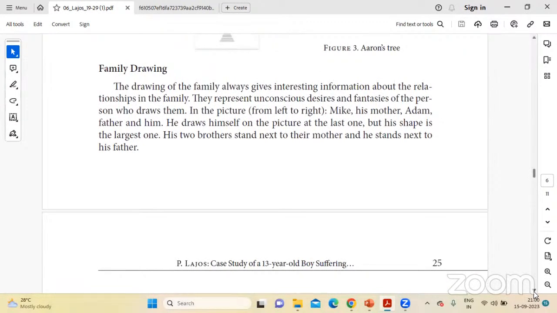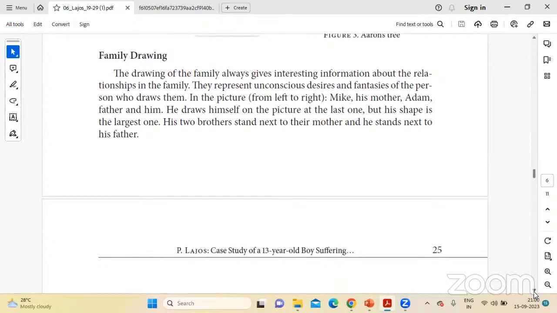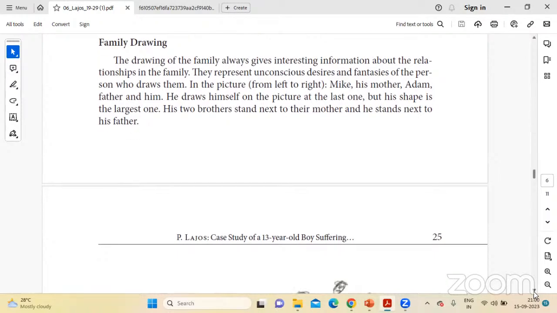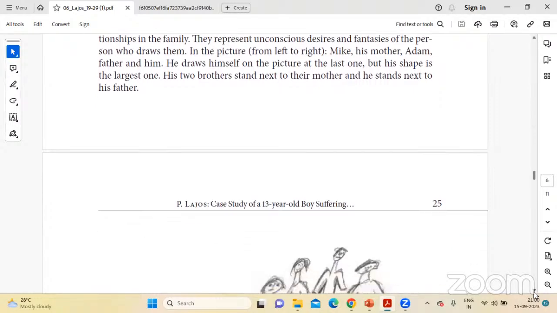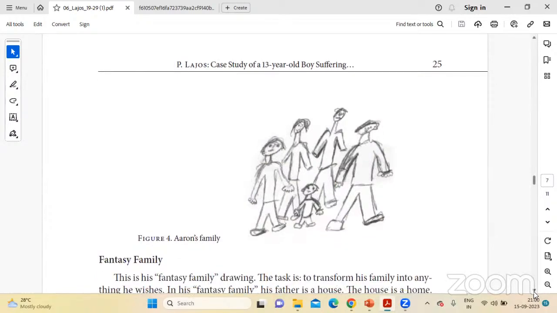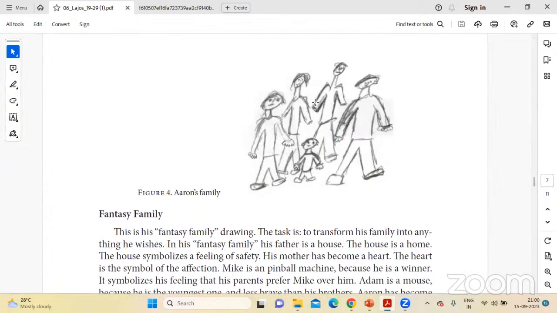Drawing of the family also gives interesting information about the relationships in the family. They represent the unconscious desires and fantasies of the person. So in this picture, Mike, his mother, Adam, father, and him. He draws himself at the last one, but his shape is the largest one. His two brothers stand next to their mother, and he stands next to his father. So this is the family picture that he drew. He identified himself to be the last person, drawn on the right hand side, and you can see this is the largest figure that he drew.